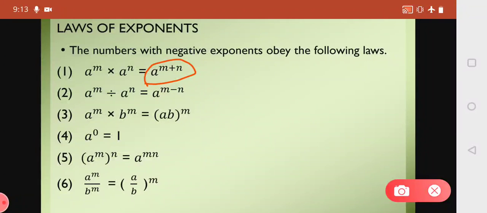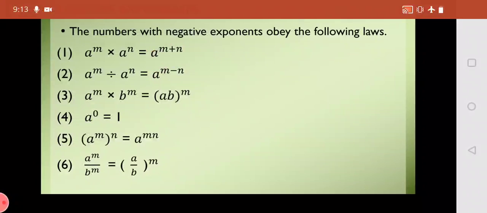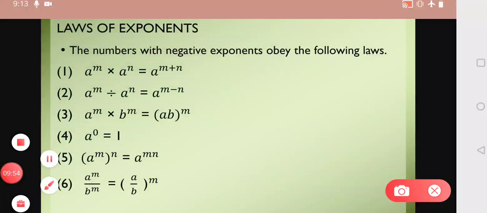So in multiplication of exponential forms where the bases are the same and the powers are different, we have to add the powers. This is the law of multiplication. Next law is the law of division.